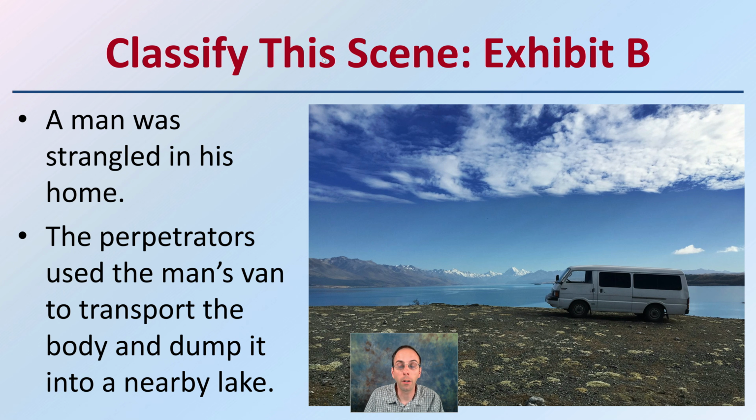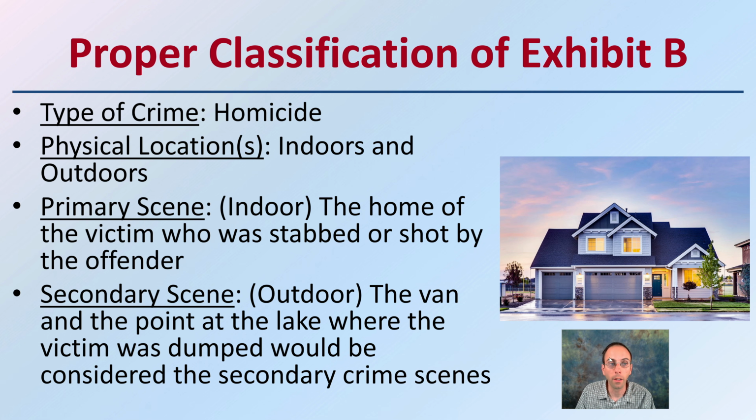So looking here at our Exhibit B, how do we classify this scene? Well, with the information presented, here's what we'd be looking at. The type of crime would be a homicide. The physical locations would be both indoors and outdoors. The primary scene would be the indoors, the home of the victim who was strangled by the offender. Our secondary scene would be the outdoors, since this would involve the van and the point at the lake where the victim was dumped, so it would be considered a secondary crime scene. So this just gives a brief example of how we'd be comparing and classifying two different examples of crime scenes.